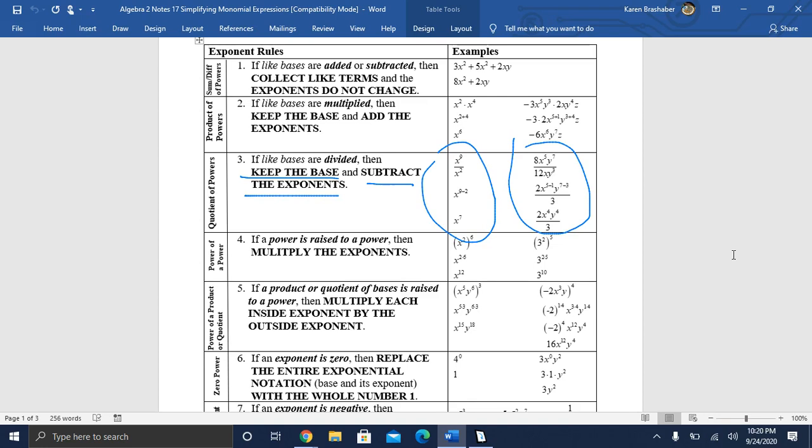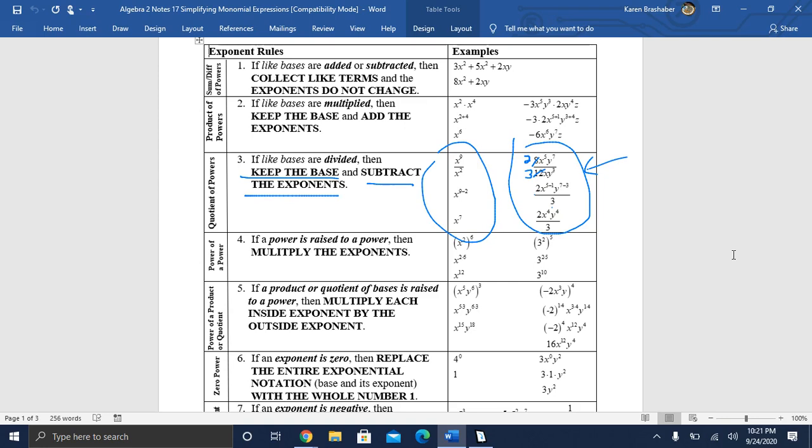I do want to point out that in this example, the 8 and the 12 are not exponents. And so those are just treated as a fraction that gets reduced. So the 8 will divide by 4 and become 2. The 12 will divide by 4 and become 3. And notice how you have the 2 over the 3 in the next line. And that's different from dealing with the exponents. So the exponents we will subtract.